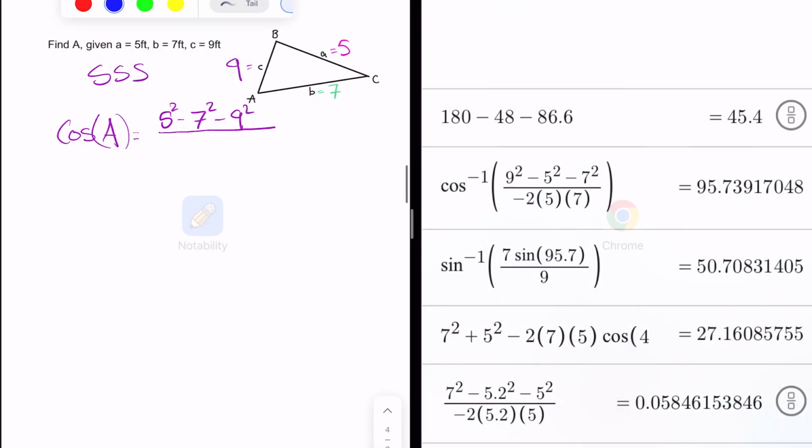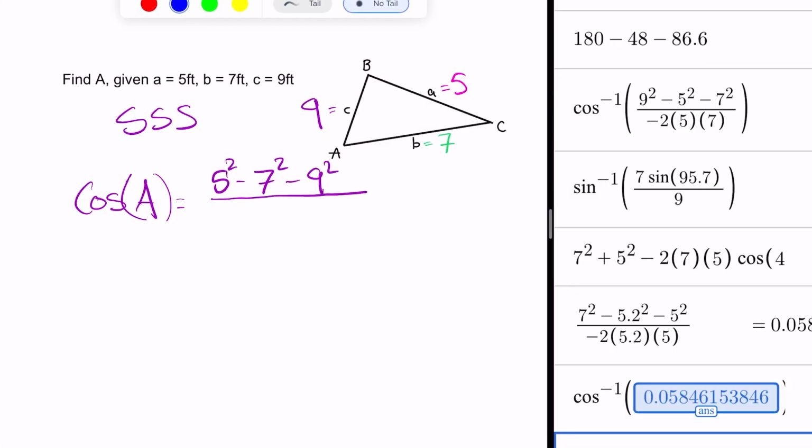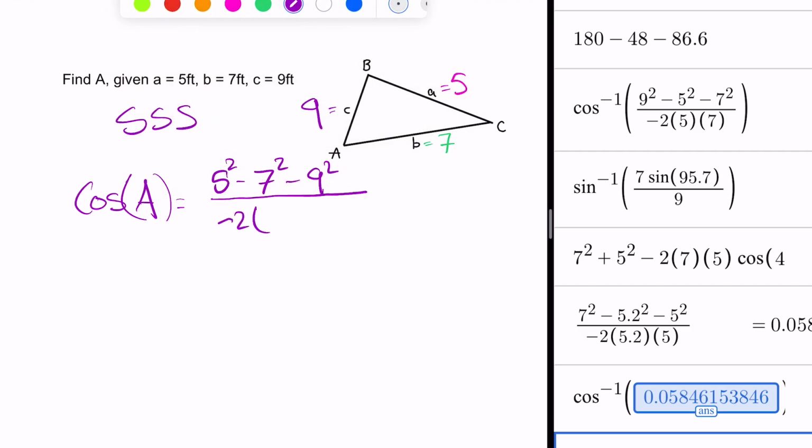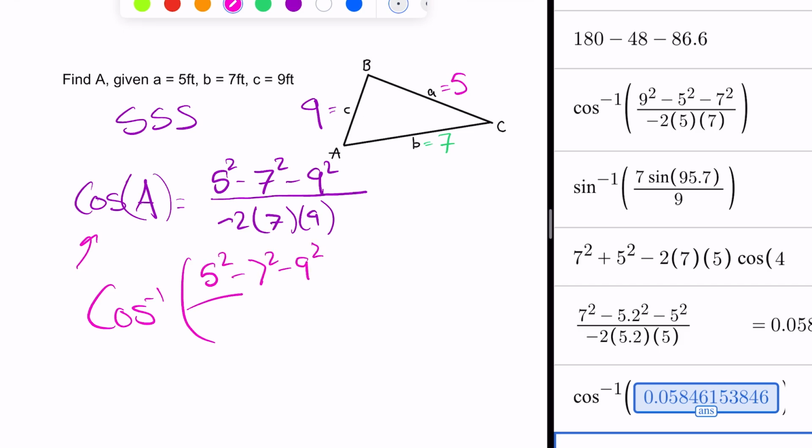And coming down, I'm going to go negative 2, and then times my B side, which is 7, and then times 9. And this is what I'm going to put in my calculator. Now, as I look at it, I can take another shortcut. Because I'm finding an angle, I'm going to have to do the inverse cosine. So in my calculator, I can do inverse cosine of these things, and this will give me my final answer.